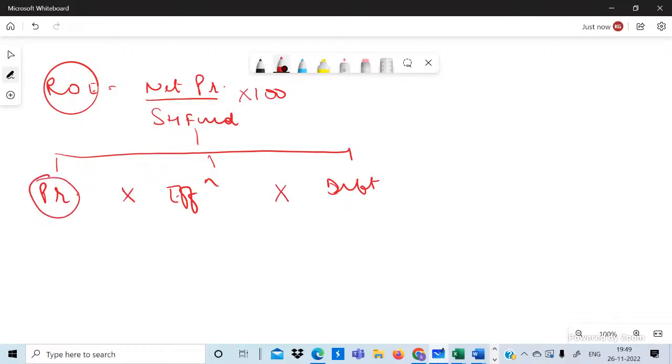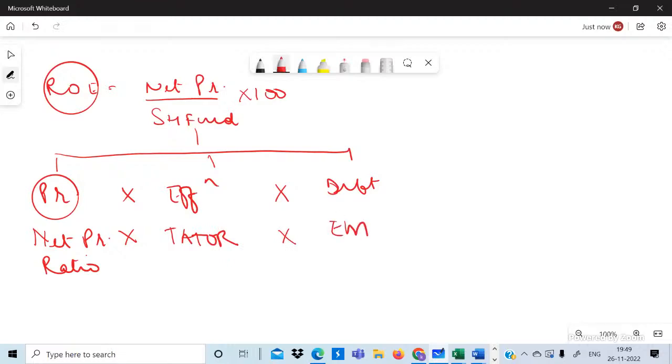Now, which profit? This profit is nothing but your net profit ratio. Which efficiency over here? This efficiency is nothing but your total asset turnover ratio. And this debt is captured by something known as equity multiplier. So this is a new term, we'll discuss it. So if you take your net profit ratio, multiply it with the total asset turnover ratio, and multiply it with equity multiplier, you will get the same return on equity.